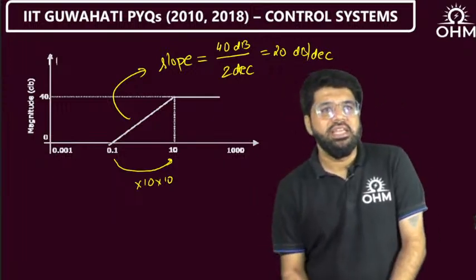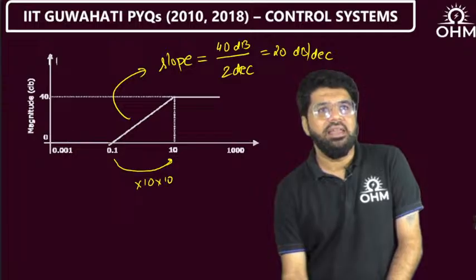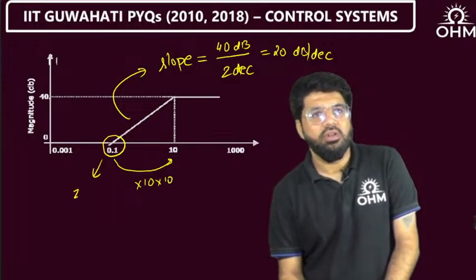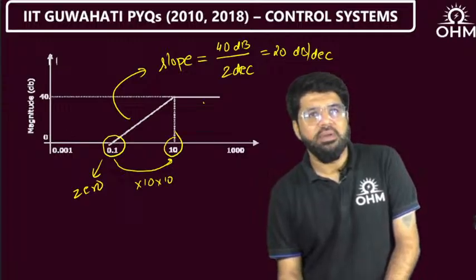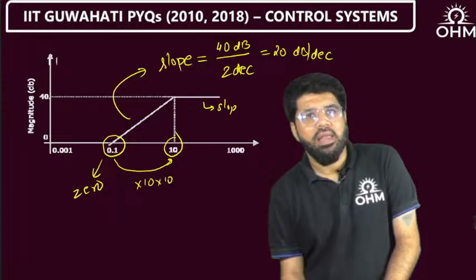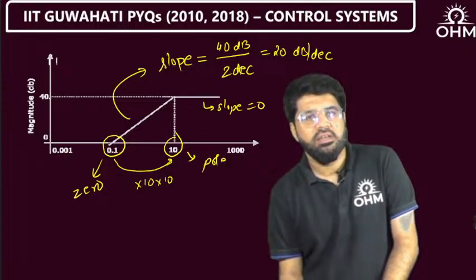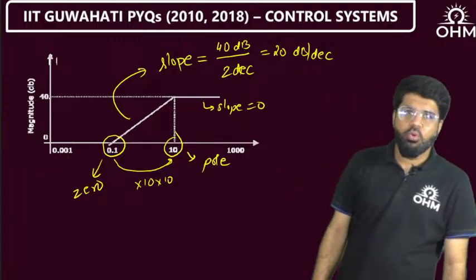See, the initial slope was 0, and then there comes a point where the slope becomes plus 20. So this has to be the zero corner frequency. And then at this point, the slope again becomes 0, the line parallel to the x-axis. So this has to be a pole corner frequency.